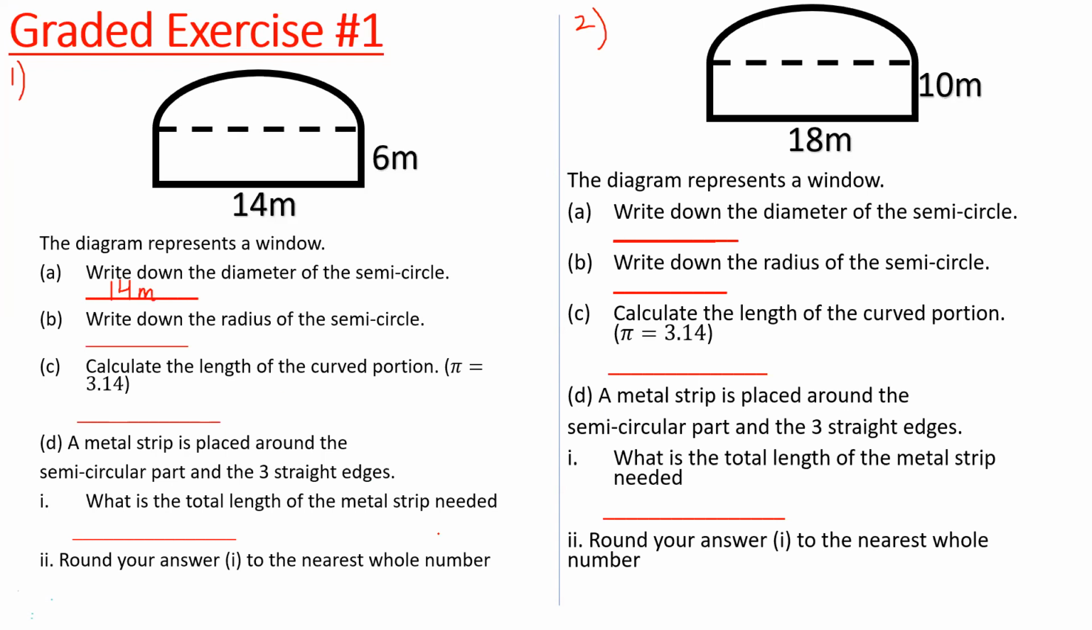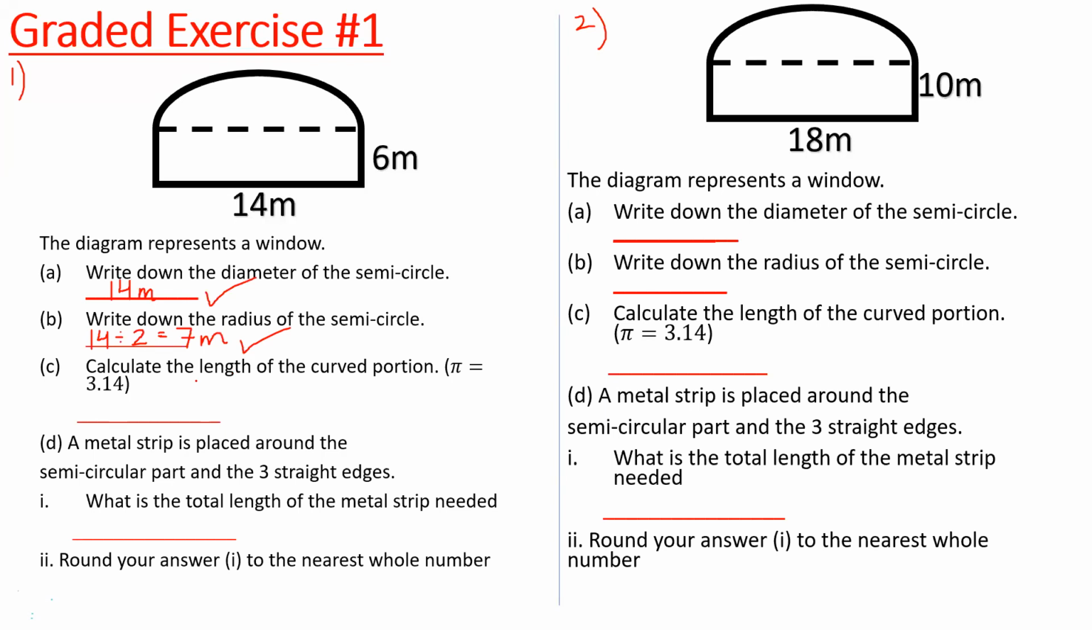Now, what is the radius of the circle? 7 meters. How did we get 7? It's 14 divided by 2, which is 7. If you got that right, please put a tick. If you got it wrong, please put an X and make your corrections. So 14 meters is correct, and 7 meters is also correct.